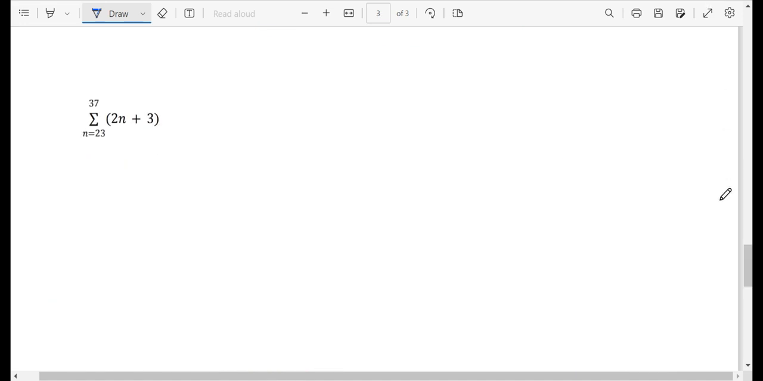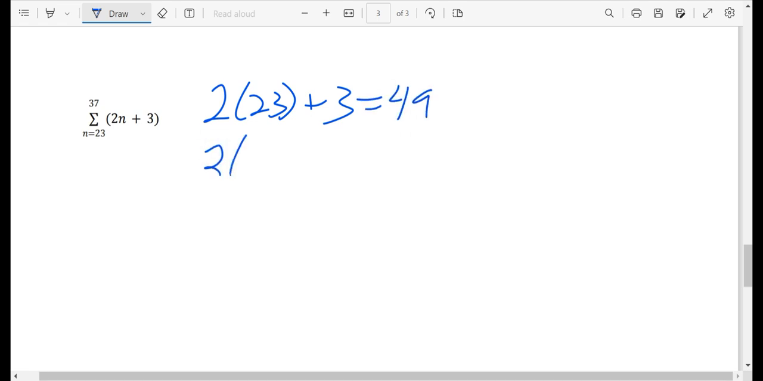We got ourselves a series here. All right, so what's going to be best for us is, I know the first term, right? First term, if I put 23 into this, I'm going to get 46 plus 3, which is 49. So your first term is 49. The last term, you're going to get 77.